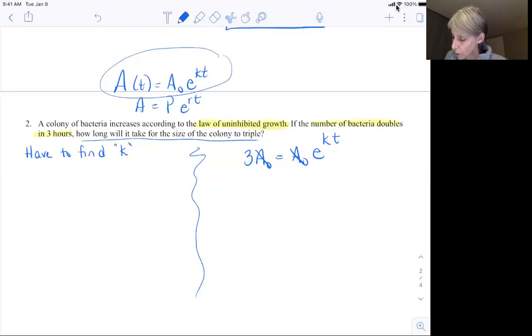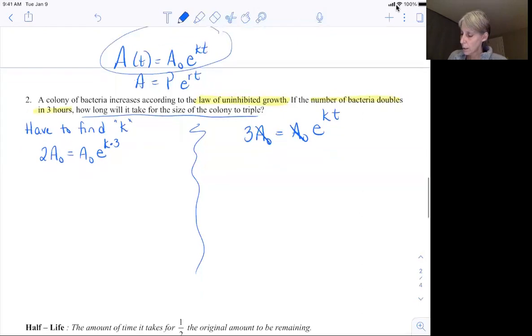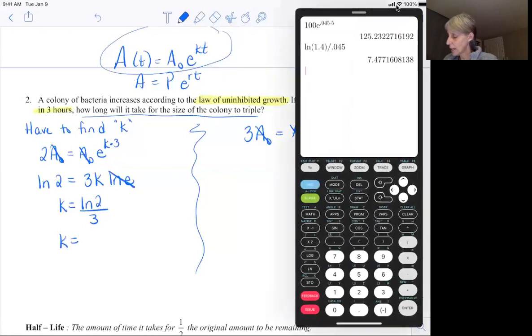The number doubles. So I'm going to have 2 times whatever I start with, e to the k times 3. ln of 2 equals 3k ln of e. K is going to equal ln of 2 divided by 3. That's going to be some number. Okay, so if you evaluate that in your calculator, I have this decimal here.